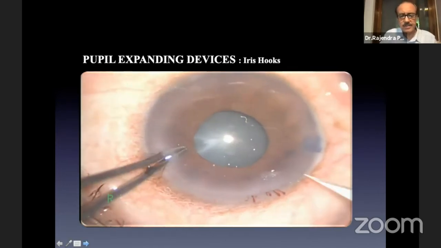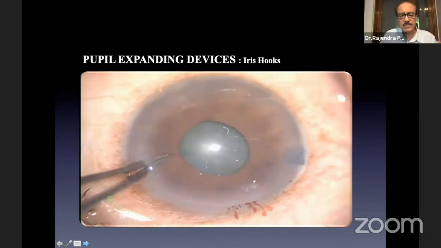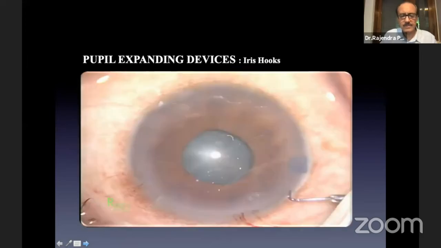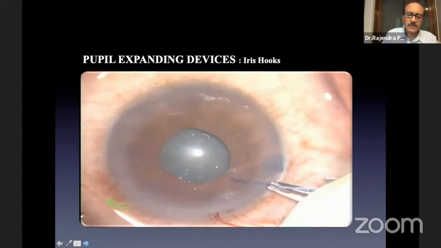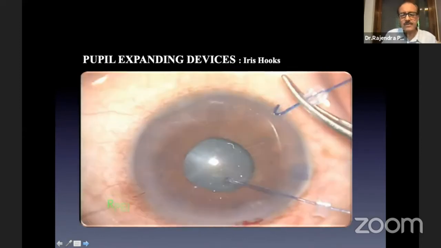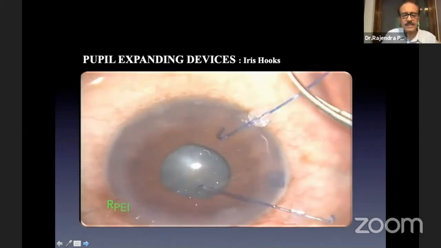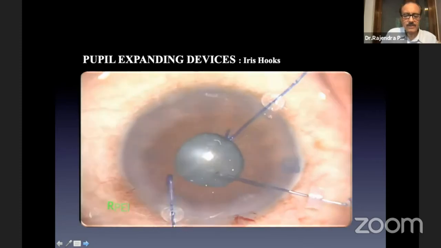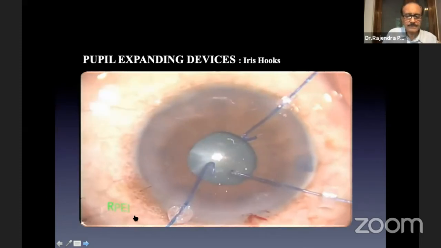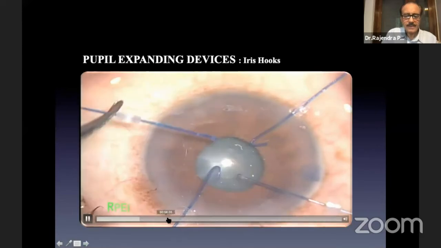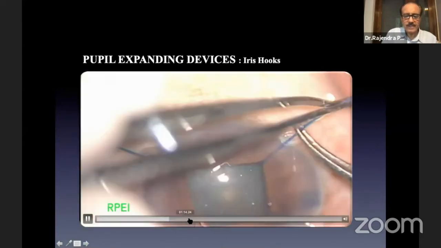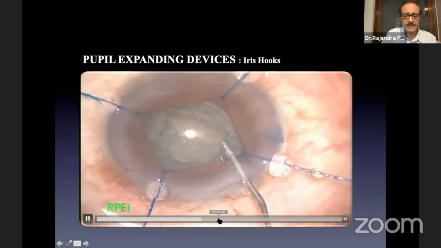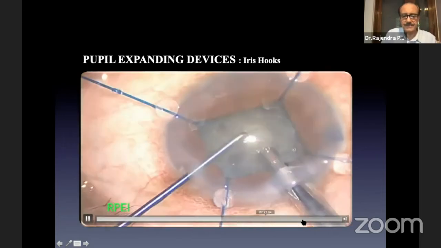So I'll just show you this video of the hooks, again in a very small pupil of less than 3 mm. I'm going to use the iris hooks for this particular case. The only important point in iris hook placement is that you place all 4 hooks within the anterior chamber without stretching them first. Just place all the hooks inside, and then you can stretch them one by one slowly so that you expand the pupil. So this is how you can get a pupil of around 4.5 or 5 mm, and then you can complete the surgery.